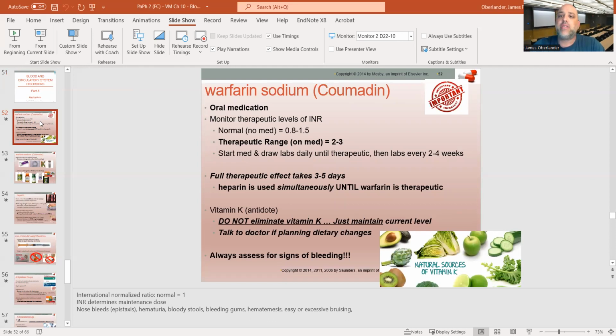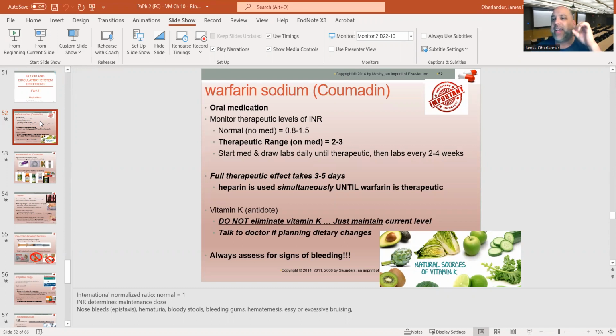So warfarin, heparin, the arin ending drugs. Warfarin is an oral medication that most commonly is connected with the INR. And I know we talked in class about PT, PTT, and the INR. So warfarin goes with INR and PT, but most commonly we're just looking at the INR.